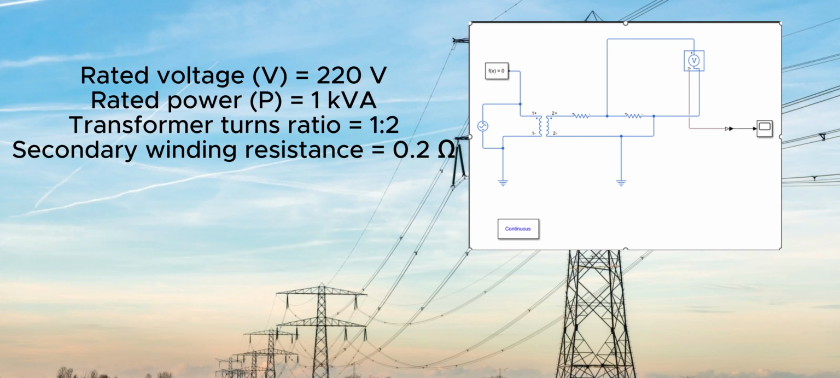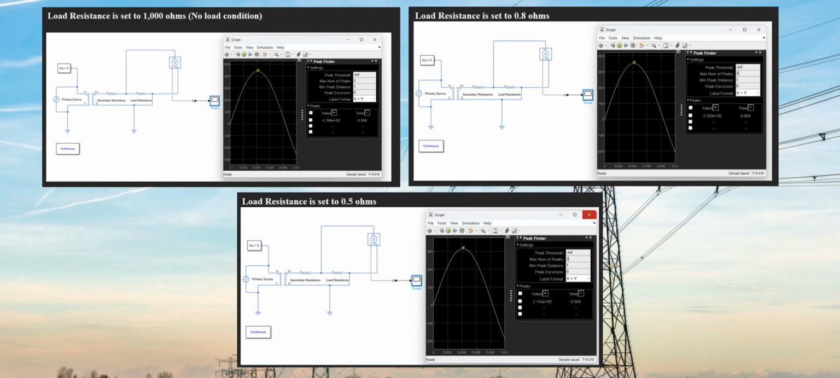In our fourth laboratory activity, we studied the voltage regulation of a single-phase transformer using MATLAB Simulink. We first built the transformer using the given parameters. After successfully recreating the transformer model, we investigated how different load conditions affect the transformer's output voltage. We varied the load resistance from no load condition to 0.8 ohms and 0.5 ohms, then observed and recorded the corresponding output voltages. By comparing the results at each load resistance, we were able to evaluate the transformer's voltage regulation and overall performance.